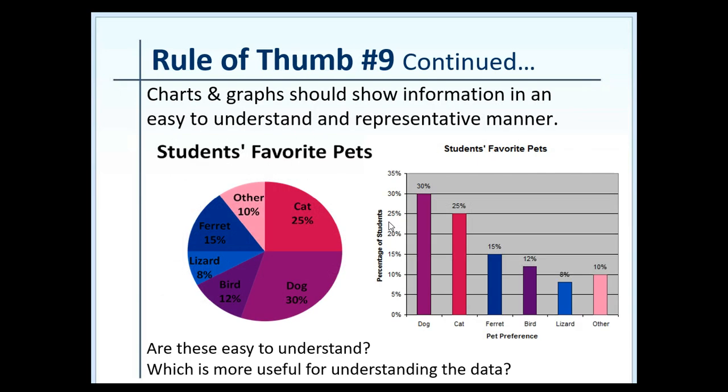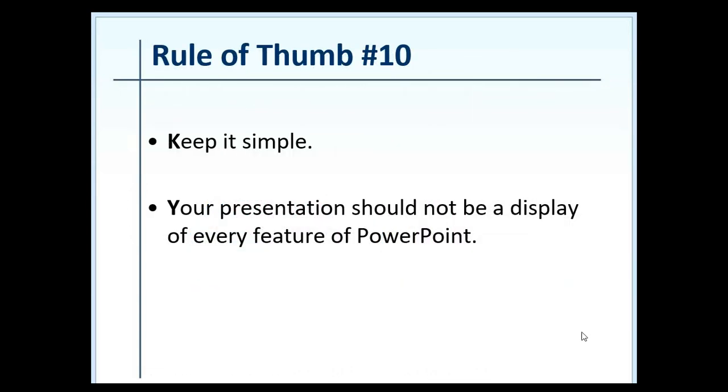Here's an example. I can look at this and not have to read a single word on the page and know that dogs is the preferred pet. And we have other and lizard in the lower category. So, so easy to understand, both the pie chart and the column chart.